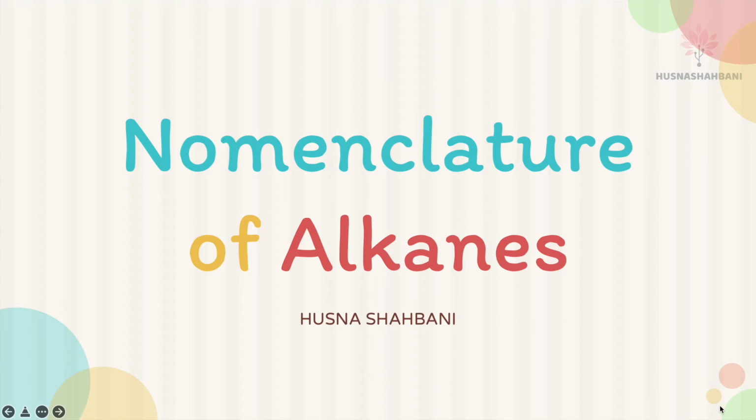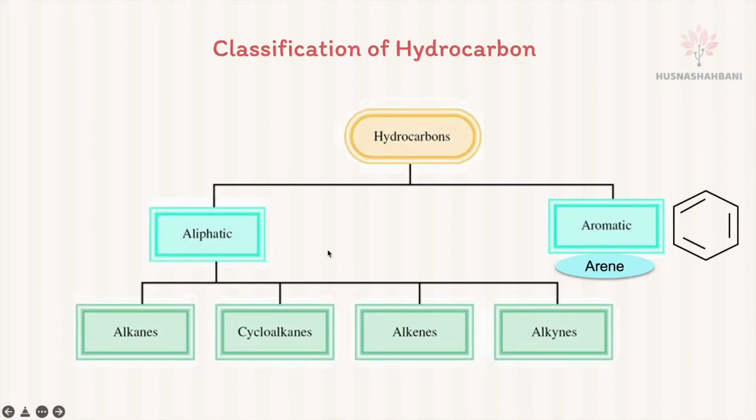Nomenclature of alkanes. Hydrocarbons can be classified into two, aliphatic and aromatic, also known as arene. Aliphatic can be classified into four: alkanes, cycloalkanes, alkenes, and alkynes. For alkanes and cycloalkanes, only single bonds or sigma bonds are involved in the bonding of the compound, while for alkenes, the bond is a carbon-carbon double bond, and for alkynes, the bond involved is a carbon-carbon triple bond.